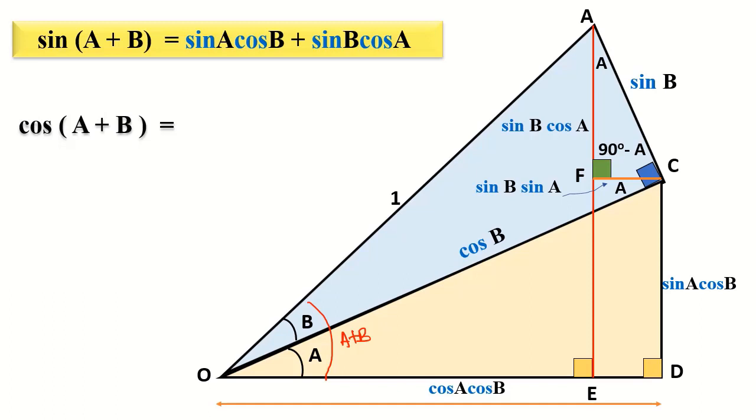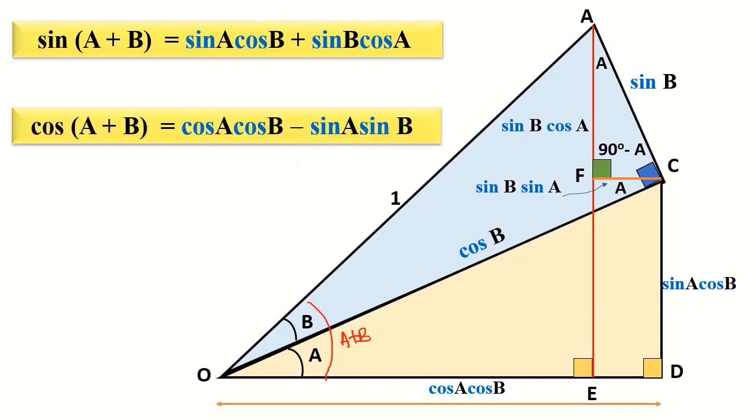We proceed to cosine of A plus B, so we will have OE over 1. Since we know that OE will be OD minus ED, you will have the cosine of A multiplied with cosine of B minus sine of B multiplied with sine of A. We do the same process. We rearrange the order of the multiplications and you will have the addition formula for cosine of A plus B.